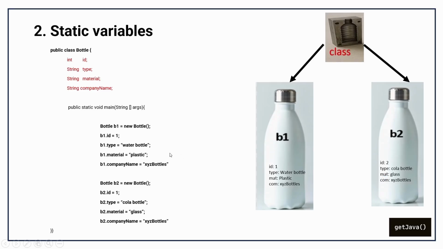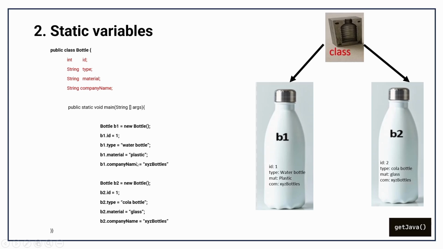Now if we look at this code, this is the same code which we used in our previous example. We can see the variable company name is getting repeated. Company name for object 1, that is B1, is XYZ bottle, and company name for object B2 is also XYZ bottle. So this variable company name will be the same for all the bottles. If we create 1000 bottles, this company name variable will be the same for all the 1000 bottles. So here we can see this is getting repeated. Company name equal to XYZ bottle is getting repeated for all the bottle objects.